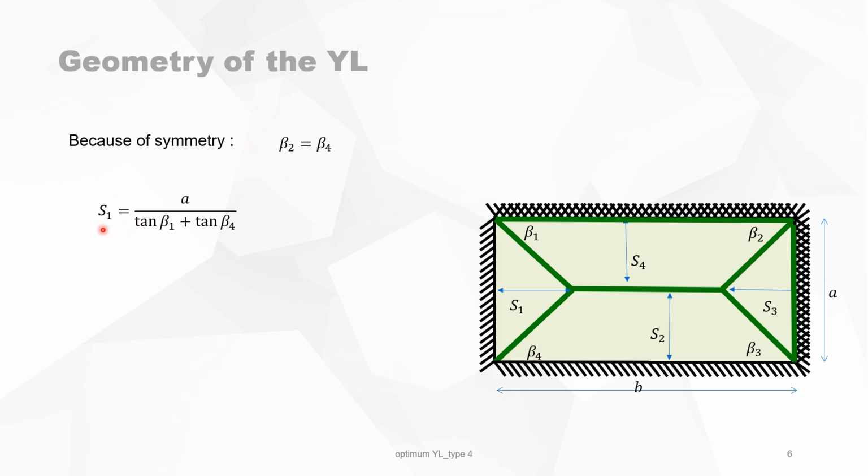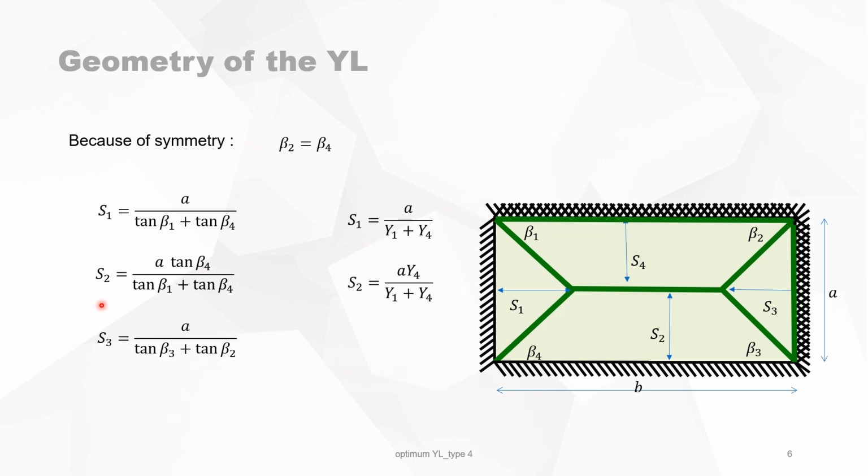Then we know, with the tangents rule, this relationship, we can now write this as one in function of the unknowns y1 and y4, which are the tangents of the angles beta 1 and beta 4. We do it so for S2, S3, and S4. So that's the most general expression of the geometric characteristics S1 to S4 in function of beta 1 to beta 4.